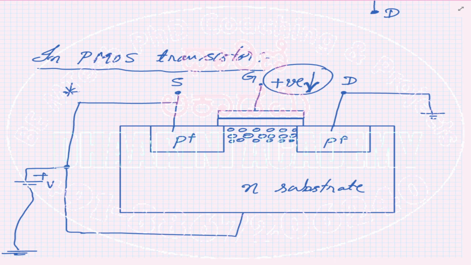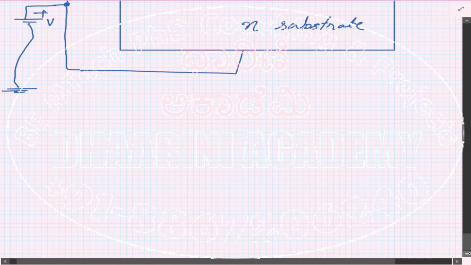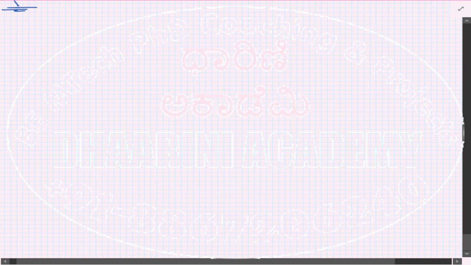Now we'll explain the whole process in words. So we know that in the case of a P MOSFET, the body of the transistor is at high potential.